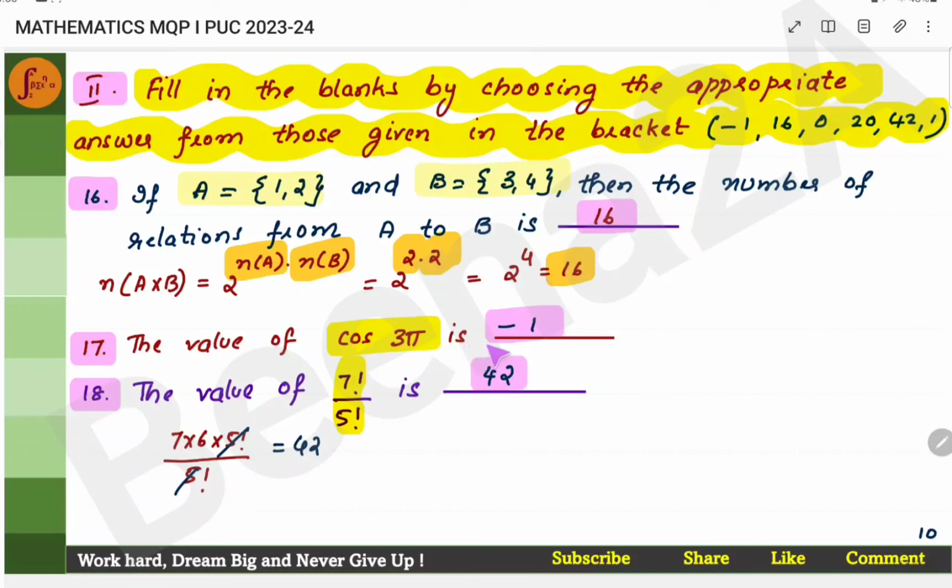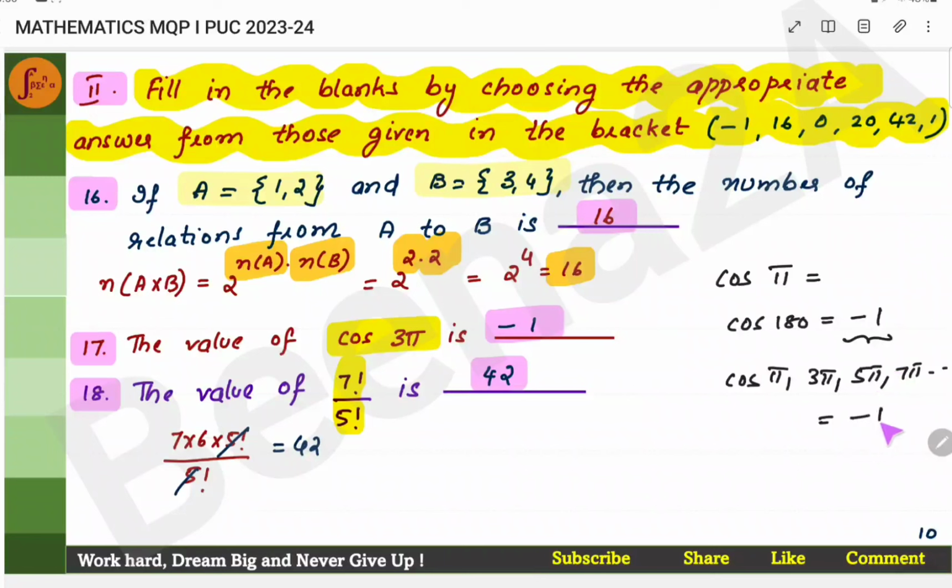The value of cos 3 pi. Let's know what is cos pi first. What is the value of cos pi? Cos 180 is nothing but minus 1, right? Cos pi is minus 1. That we will have to remember. Now anything in the odd multiples, cos pi, 3 pi, 5 pi, 7 pi and so on, will always be minus 1 itself. It will have the same value as cos pi. So it's going to be minus 1.